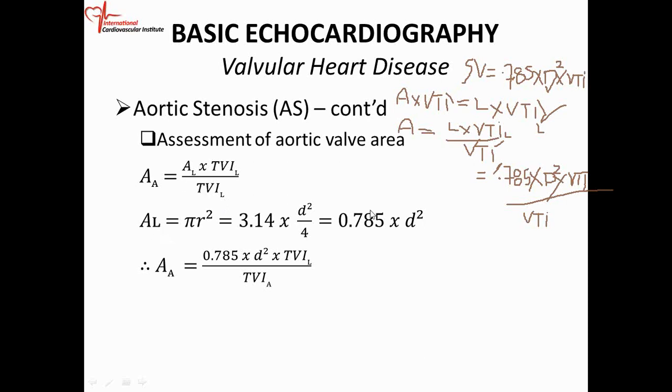Again, when you simplify everything, remember area is pi r squared. It's circular. Pi is 3.14. When you simplify everything, you get this. When you plug it in the equation, you get this. This is what we showed you right there.